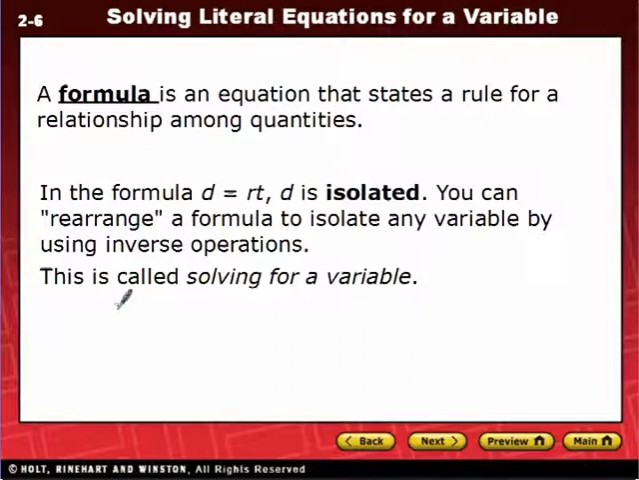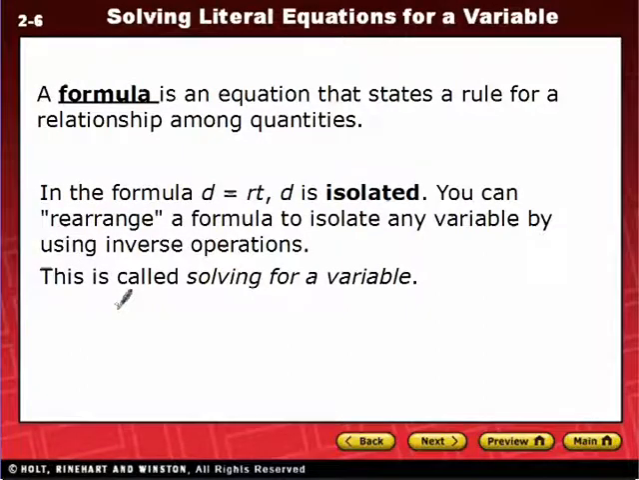Here we go. You should be on page 28 of your notes, and there's a nice space there for you to write the definition for the word formula. A formula is an equation that states a rule for a relationship among quantities. So it's something that we use all the time. We know that relationship fits with it all the time.